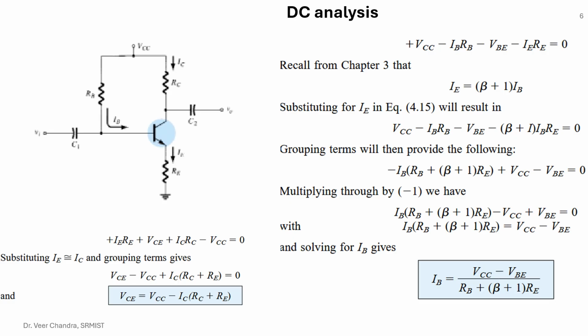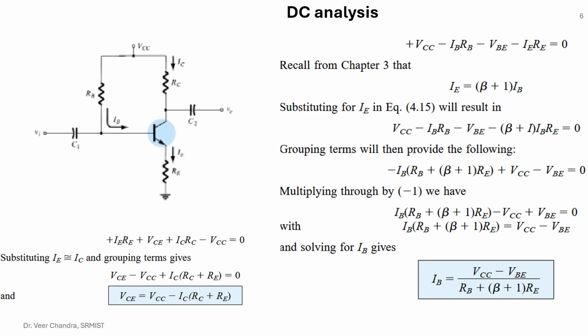First you have to find two major things: how much IB current will flow through the base terminal, and how much voltage will drop between the collector and emitter terminals. So these are the two unknowns. How will we find these two unknowns? First, use KVL or KCL in the rightward direction or the leftward direction. Just check in the rightward direction.